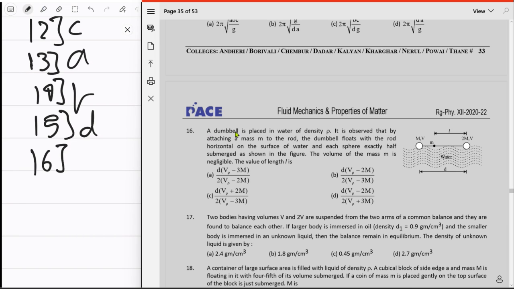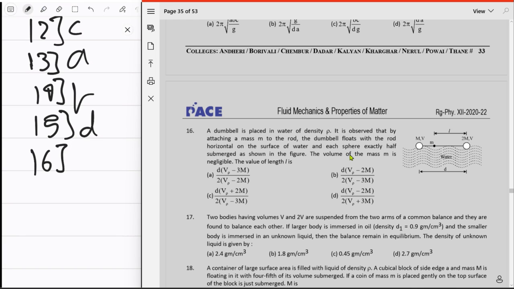Okay, next question. A dumbbell is placed in water of density rho. It is observed that by attaching a mass m to the rod, the dumbbell floats with the rod horizontal on the surface of water, and each sphere is exactly half submerged as shown in the figure. Spheres are half submerged, what do you mean by that? Okay, whatever. Fine. I get it.